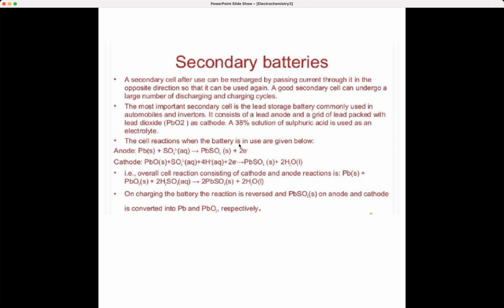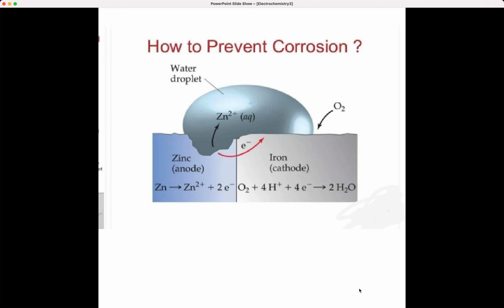And the cell reactions when the battery is in use are given here. You can see at the anode: Pb plus SO4 2- gives PbSO4 plus 2 electrons, and at the cathode: PbO2 plus SO4 2- ions plus 4H+ ions plus 2 electrons gives PbSO4 solid and water liquid. The overall cell reaction occurring together at anode and cathode can be written as Pb plus PbO2 plus 2H2SO4 gives 2 PbSO4 plus 2H2O. When you charge the battery, the reaction is reversed and lead sulfate on the anode and cathode is converted into Pb and PbO2 respectively.